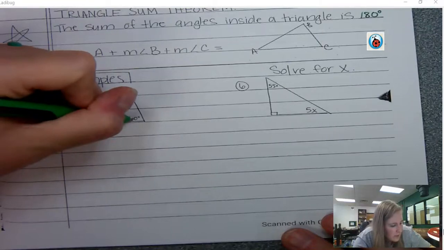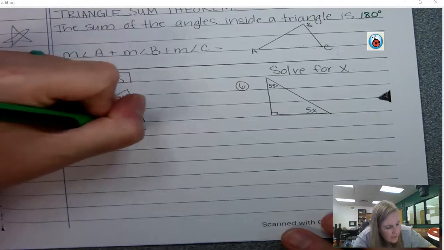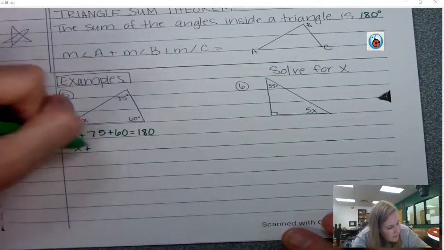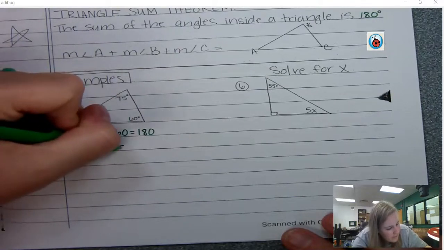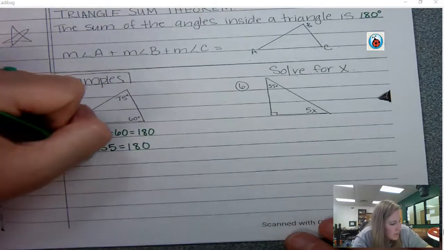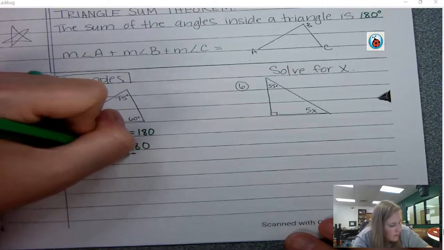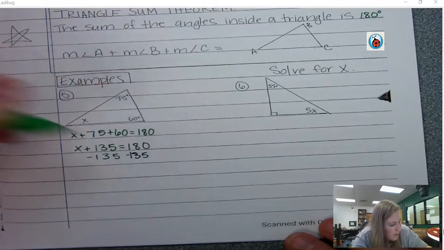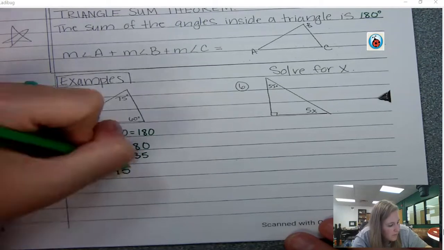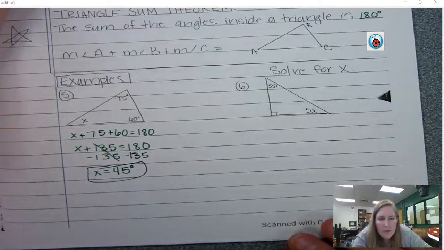This angle plus this angle plus this angle equals 180. So x plus 75 plus 60 equals 180. I'm going to combine like terms. x plus 135 equals 180. And then I'm going to subtract 135. Oh goodness. Minus 135. x is going to be 45 degrees. Or just 45. Okay?